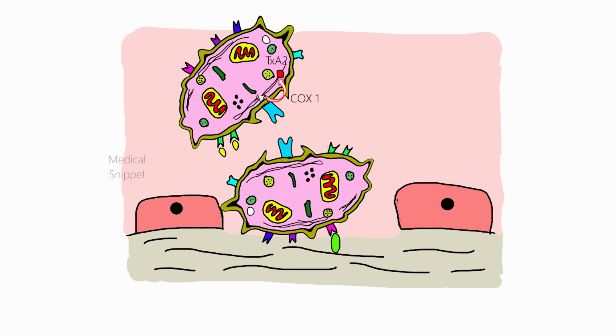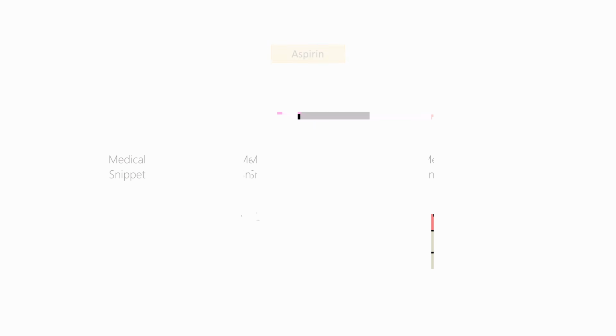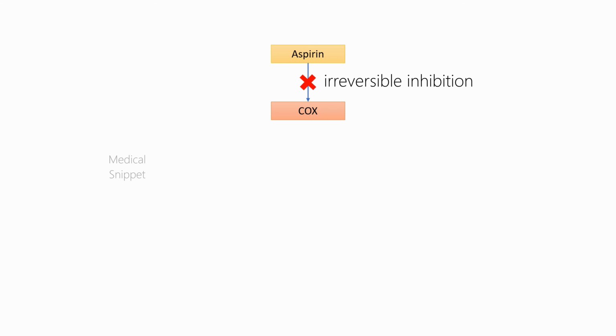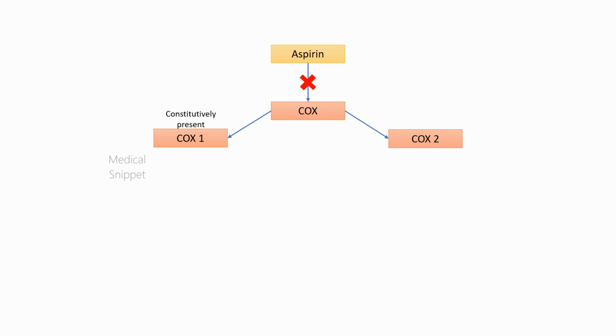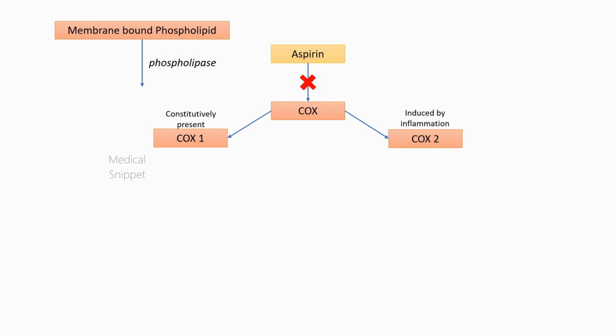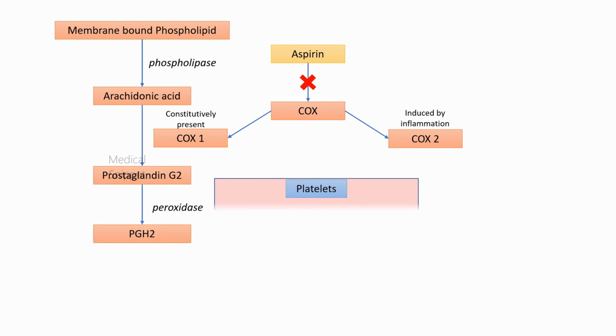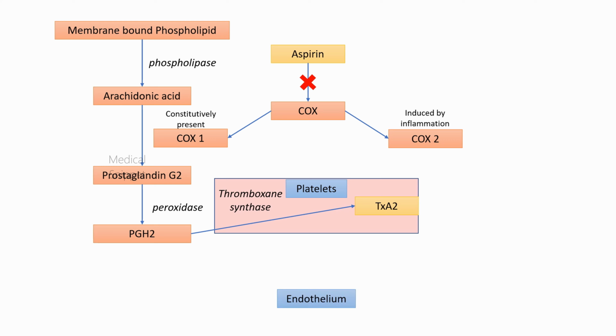The first drug is aspirin. It interferes with the thromboxane A2 pathway. Let's discuss in detail. Aspirin acetylates and irreversibly inhibits the cyclooxygenase enzyme. COX enzyme has two forms, COX-1 and COX-2. COX-1 is expressed constitutively in most cell types, whereas COX-2 is induced by inflammatory stimuli such as bacterial endotoxin and cytokines. In platelets, COX-1 mediates thromboxane A2 production, whereas in vascular endothelium prostacyclin is produced.